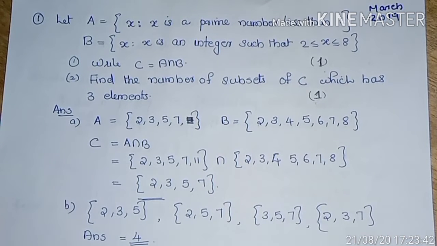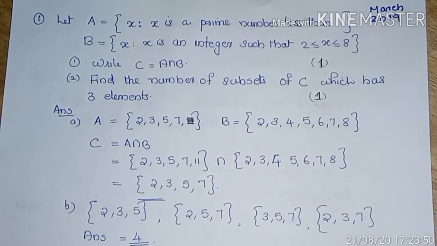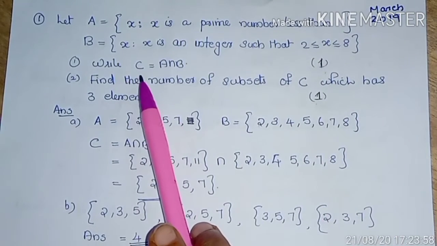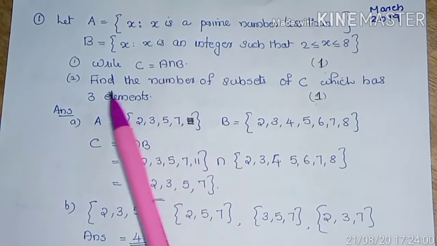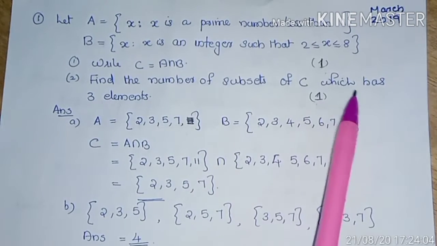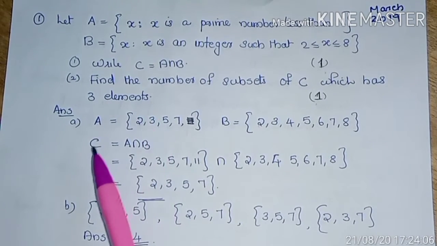First question, let A be the set of all x such that x is a prime number less than 11. B is the set of all x such that x is an integer and 2 ≤ x ≤ 8. Write C = A ∩ B. Second question, find the number of subsets of C which have 3 elements.